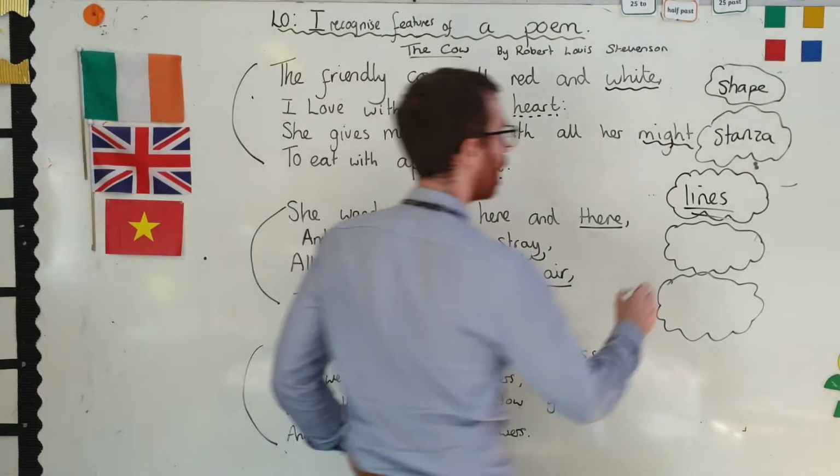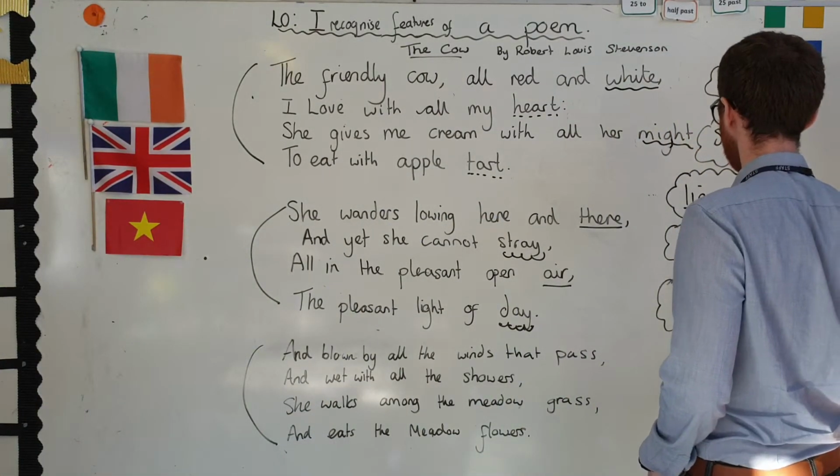That's going to help you when it comes to choosing your lines. Rhyming words often come at the end of the lines in a poem. Don't have to have rhymes, but they are there. I'm going to pop that one down. Rhyme. What was the other thing?